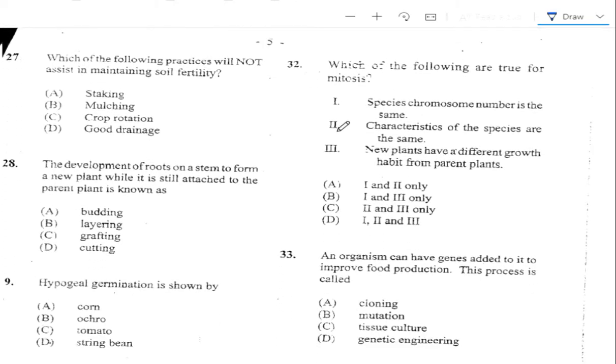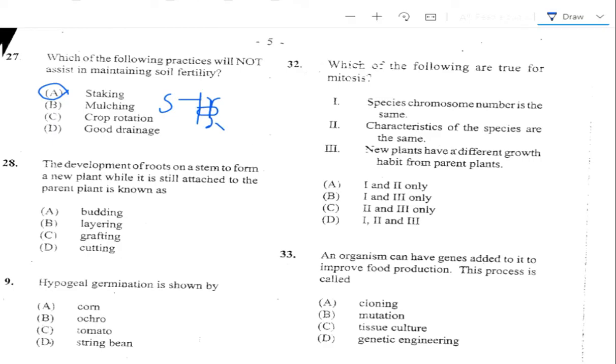Alright, 27. Which of the following practices will not assist in maintaining soil fertility? The answer is A. Staking. So staking is when you give support to plants when you don't want them to touch the ground. So for example your tomatoes. So you place a stick in the soil that you can tie your tomato plants on. Alright, so this stick here would be your stake, and the process is called staking. So providing support for your plants is staking. So the answer is A.